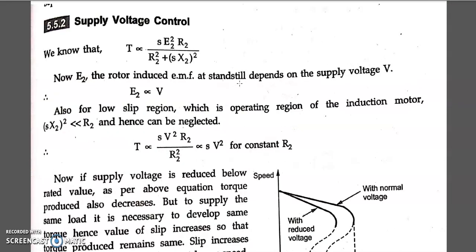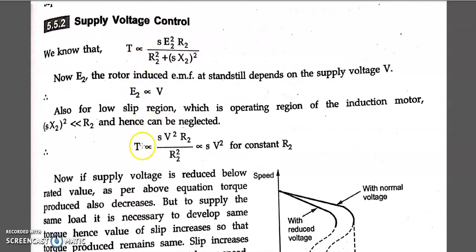Next one is supply voltage control. You can see that I can control E2 just by varying the input voltage, as we know that E2 is proportional to the voltage. If I vary the voltage, E2 will also vary. Thus I can have control over the torque. If I have control over the torque, then I have control over the slip, which means I can have control over the speed. Let us see how. E2 is proportional to V.